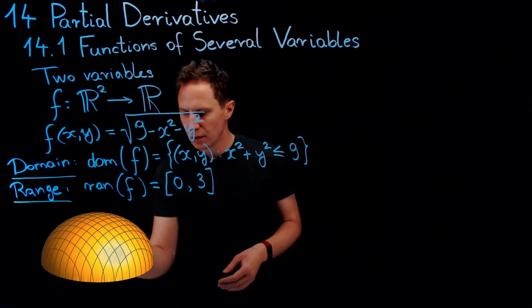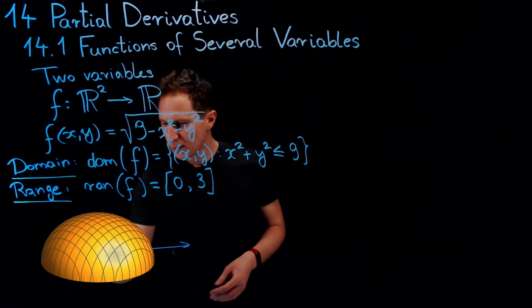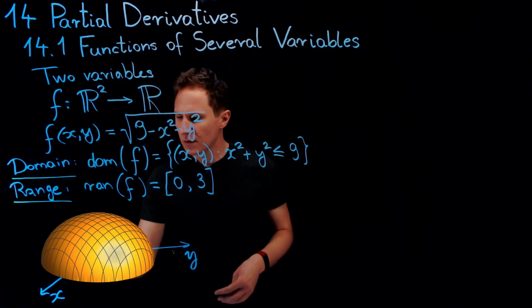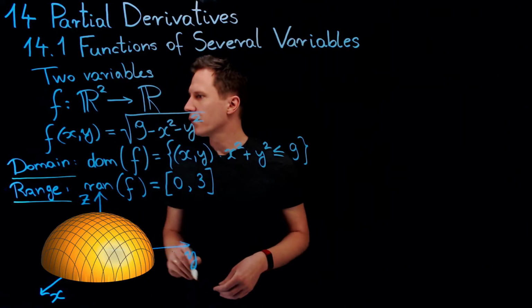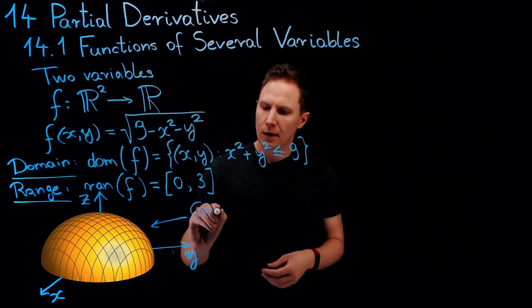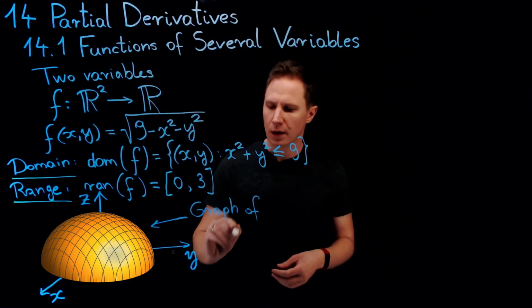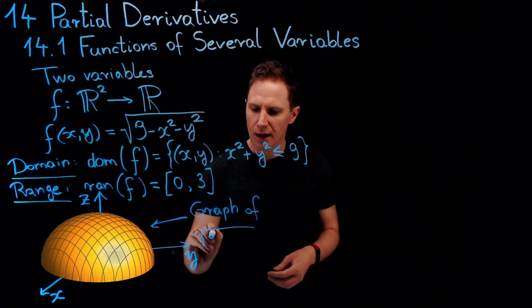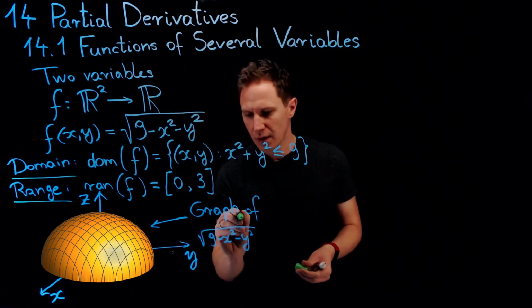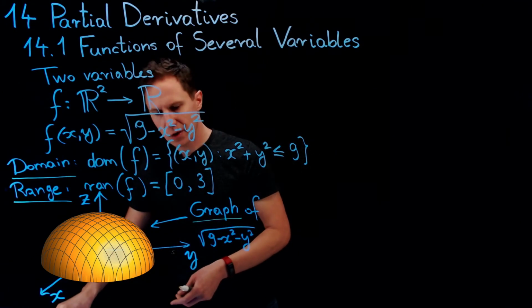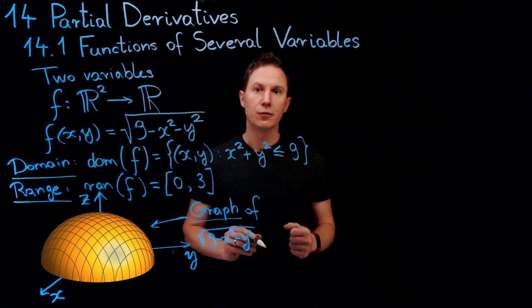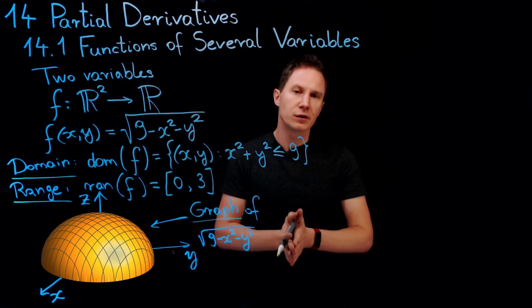Let me just try to put this in the usual x, y, and z coordinate system, so that this surface would be the graph of our function. So this is the graph of root 9 minus x squared minus y squared. Okay, so the notion of the graph also generalizes, but instead of a curve, in this case, we get a surface. One more thing that's a new notion is the notion of level curves or contour maps.